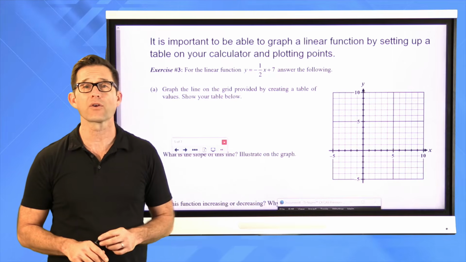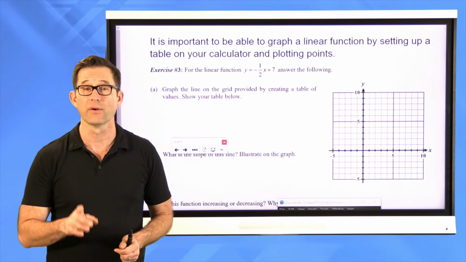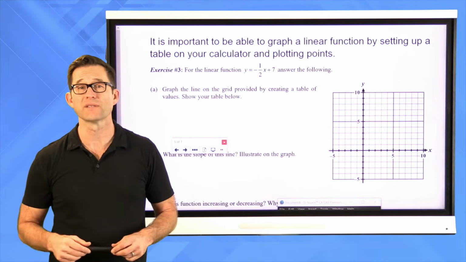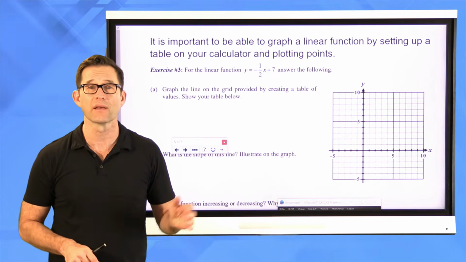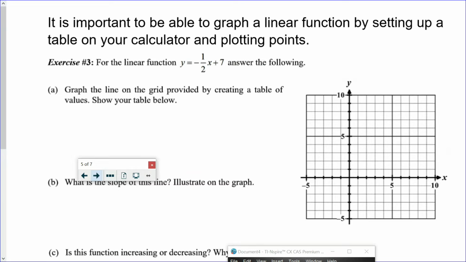We'll talk about how to graph lines without using a calculator in the next exercise, but here I want to set up yet another table of values. Let's take a look at exercise 3. For the linear function y equals negative 1/2 times x plus 7, answer the following. Letter A, graph the line on the grid provided by creating a table of values.